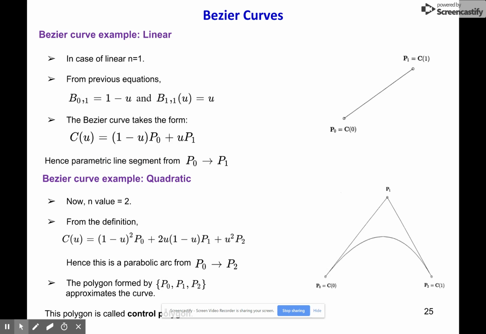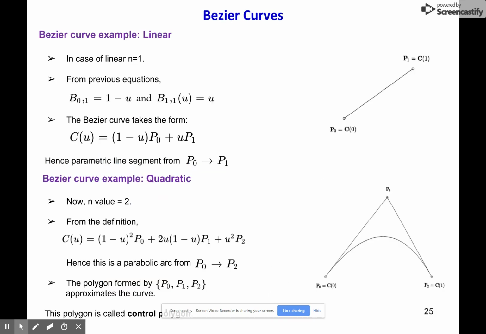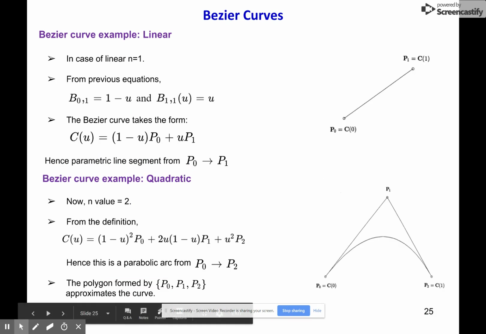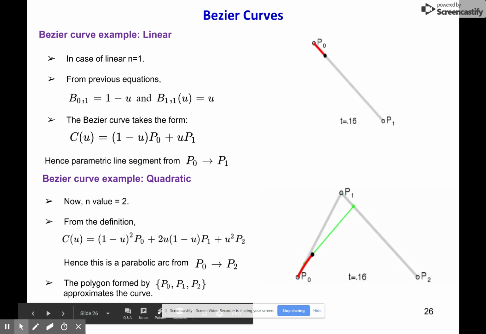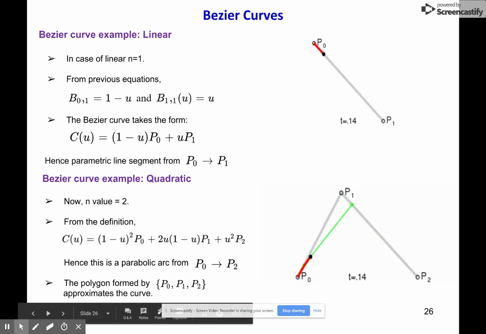When n is equal to 2, after substituting in these two formulas, we'll get the equation of a parabola. As you can see in this diagram, which has endpoints p0 and p2, visually you can see how this curve is drawn. The first one is linear, drawn from p0 to p1, which is a straight line. When n is equal to 2, we can draw a parabola. The parabola is drawn with endpoints p0 to p2. As you can see, the intermediate point is p1.